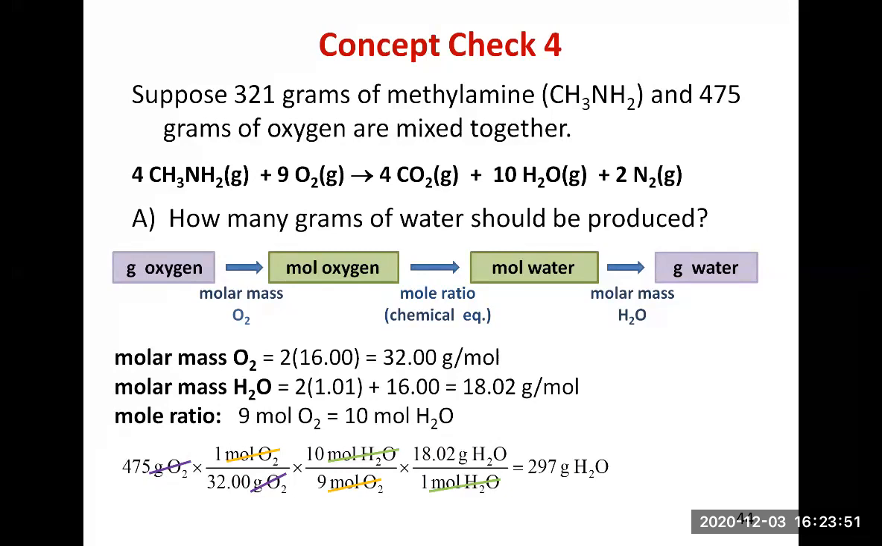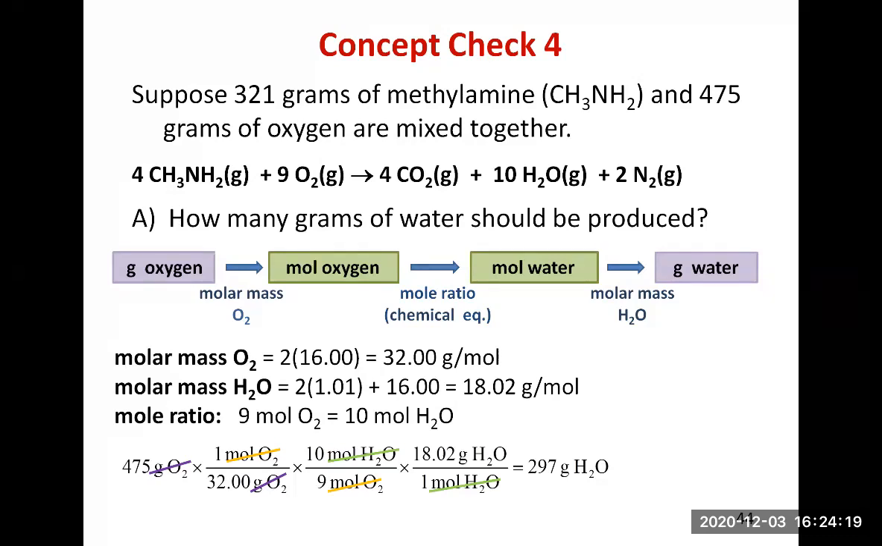In the calculator, you do 475 times 10 moles of water times 18.02 grams of water divided by 32.00 grams of oxygen and divided again by 9 moles of oxygen. And the calculator answer is 297.20486, etc.